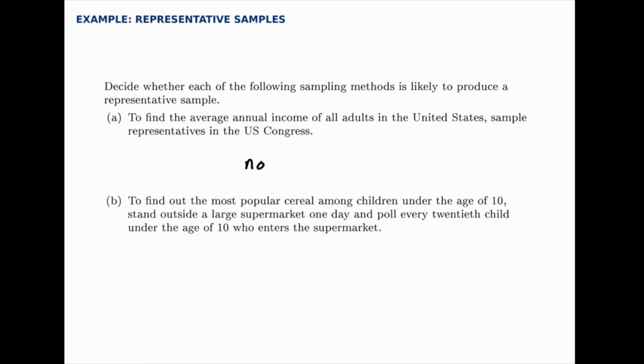The second example says, to find out the most popular cereal among children under the age of 10, you could stand outside a large supermarket one day and poll every 20th child under the age of 10 who enters the supermarket. It's not clear that there's any bias in this one. This seems like a pretty good way to find an answer to this question. If you poll children coming into a supermarket of the right age group, you're likely to get a pretty representative sample for all children that do this.